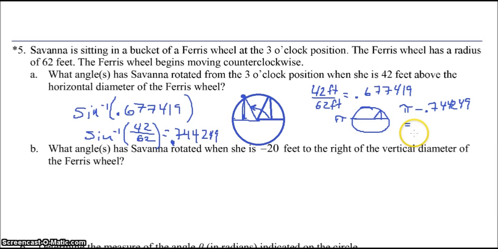So I'm thinking about how to make this make more sense. 2.397 radians. Okay, I think I got it.